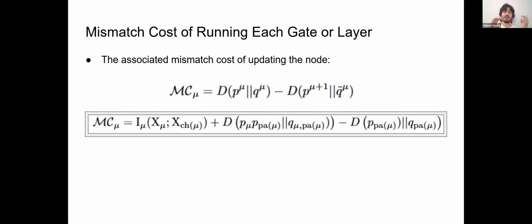And similarly, for the associated mismatch cost of running each gate, we would get that it is equal to the mutual information between the gate and its children plus the KL divergence between the joint distribution of the gate and its parents versus the prior, minus the KL divergence of the probability distribution of the parents versus the prior.